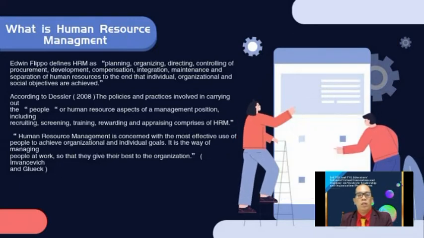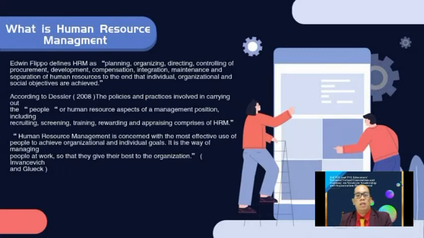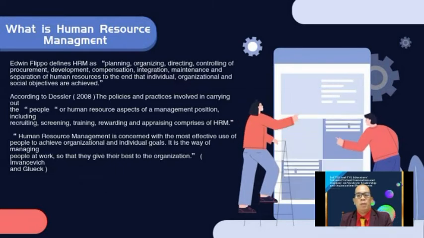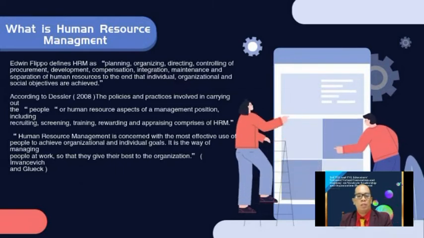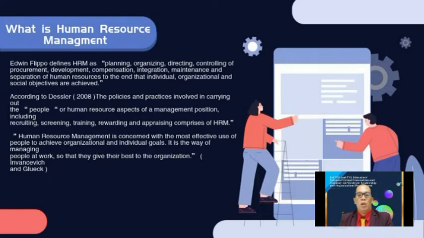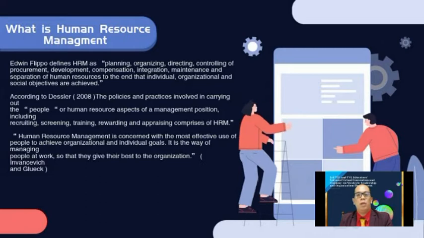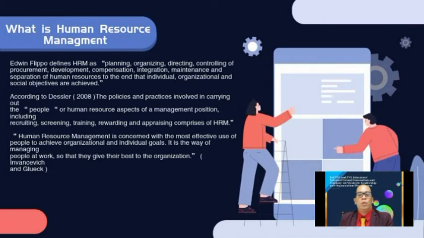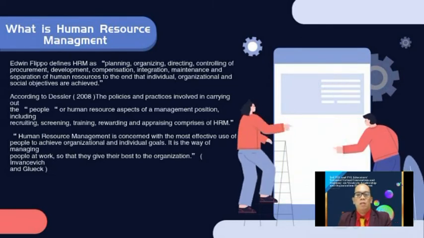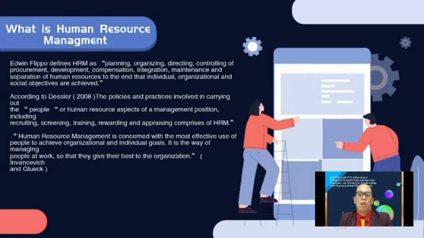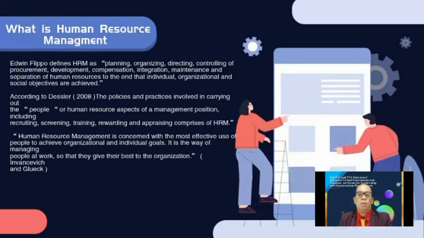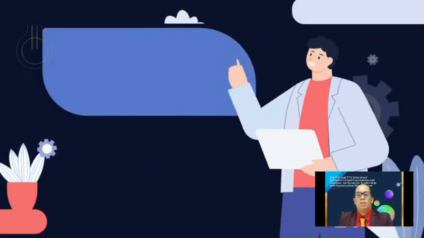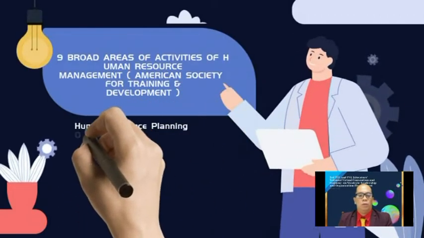According also to Dessler in 2008, the policies and practices involved in carrying out the people or human resource aspects of a management position, including recruiting, screening, training, rewarding, and appraising, comprise human resource management. Human resource management is concerned with the most effective use of people to achieve organizational and individual goals. It is the way of managing people at work so that they give their best to the organization. That's from Ivancevich and Glueck.